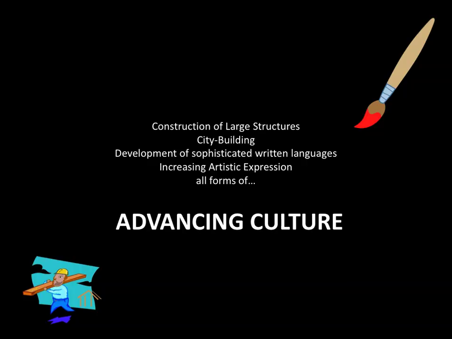The last trait on our list, which allowed man to settle down, was that he began to develop a much more sophisticated cultural identity. This advancing culture came in several different forms. Once man began to settle down, he began to start constructing large structures. That was the first. City building then came next, as well as the development of more sophisticated written languages, which also then led to the increasing artistic expression that was used by potters and other types of artisans in the area. We're going to talk about each of these separately, but please understand that they all are attributed to the idea of an advancing cultural development among man.